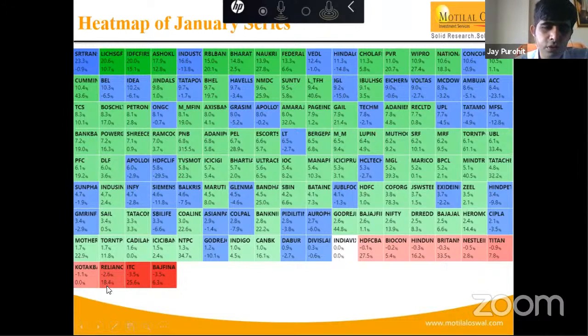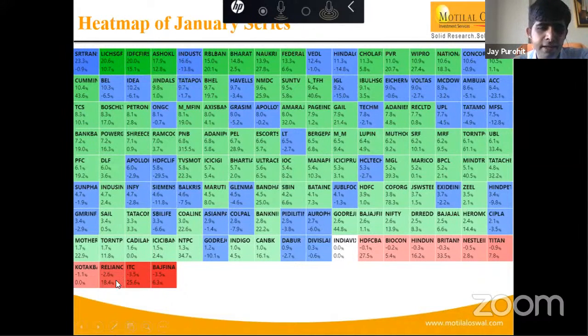In Reliance, we had seen a good amount of shorting take place. The price is down by around 3%, while the open interest is up by around 18%. In ITC, OI is up by 25% and price is down by 3.5%. And in Bajaj Finance, there is no major shorting as such, but yes, marginal shorts are there.